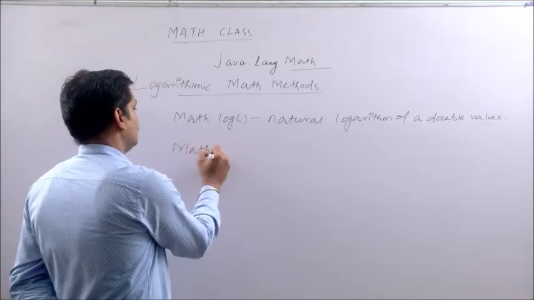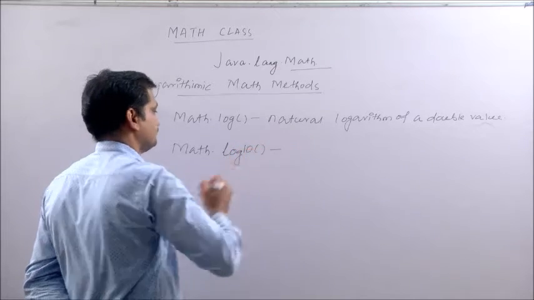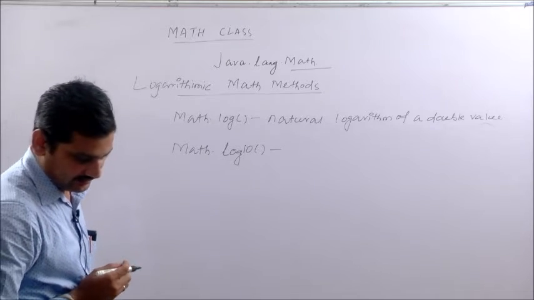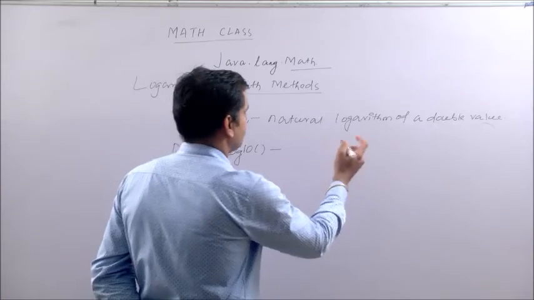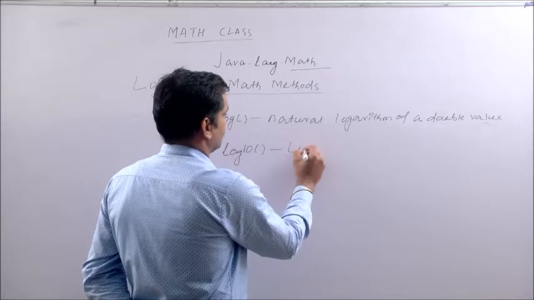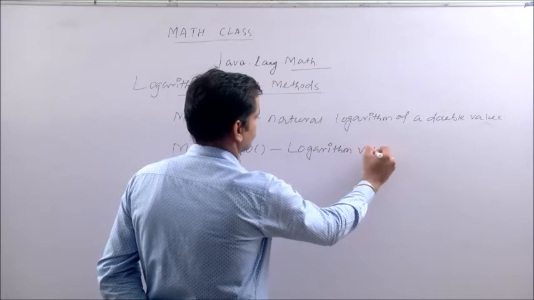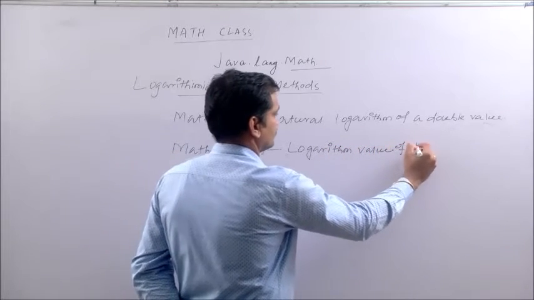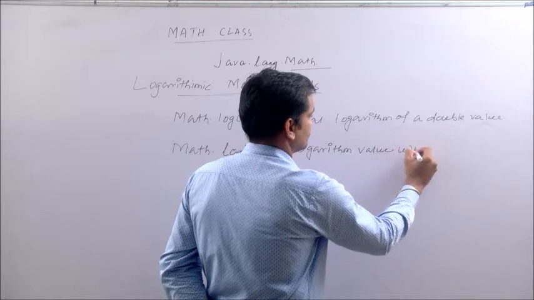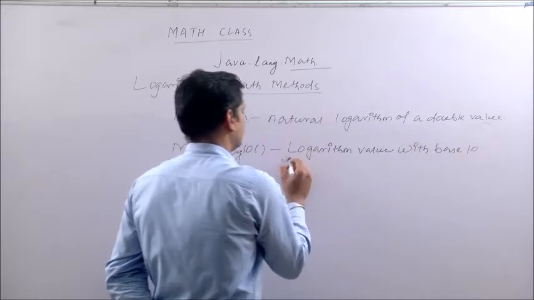Then another method gives log base 10, that is log10. It returns the logarithmic value with base 10 for the given double value.